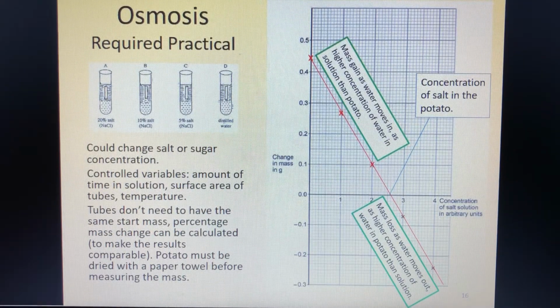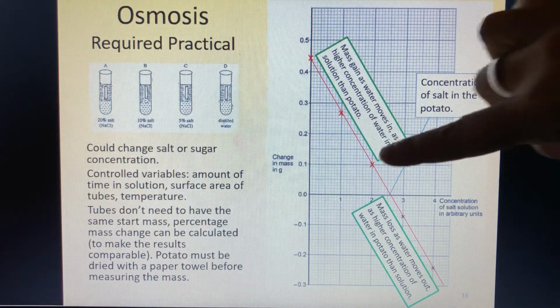Another required practical, second one here, we do this graph. We had all these bits of potato, could be carrot, could be sweet potato, could be egg, could be anything. And we put them into these different concentrations of solution. We use sugar. This question is an exam question using salt. Okay, and looking at how much mass is gained or lost helps us to work out the concentration of whatever the solution is inside that particular food.